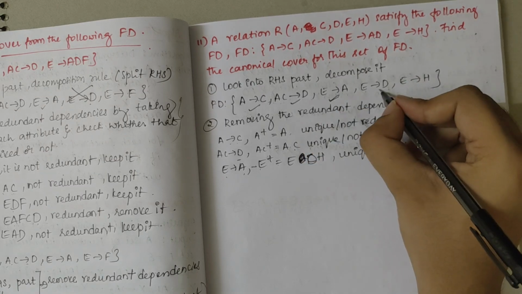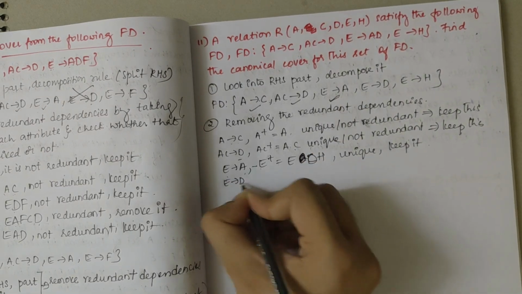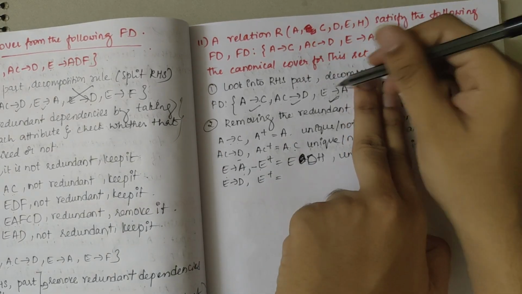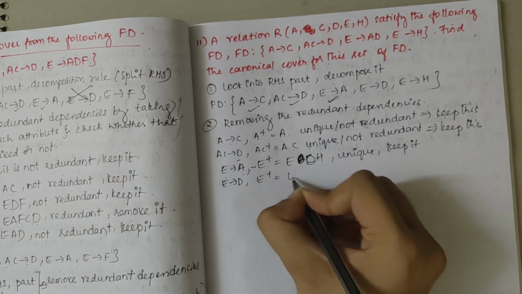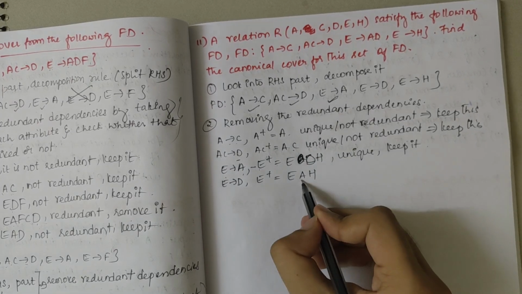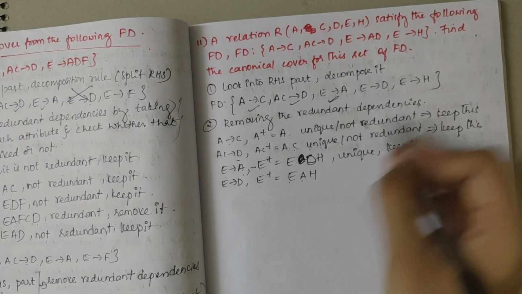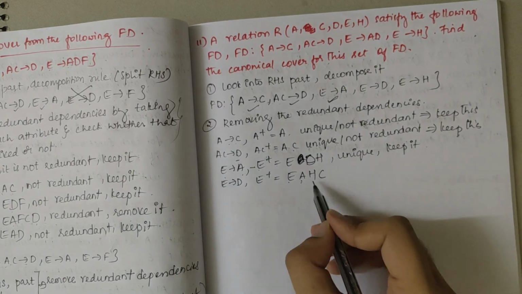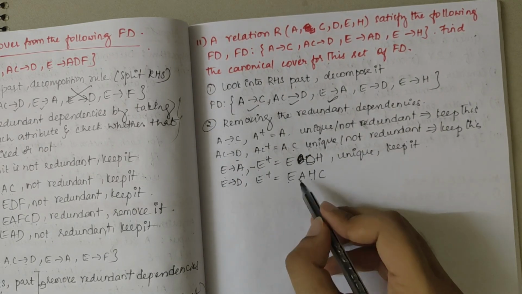This is also fine. Next, check for E determines D. So E closure again. Close this. Write E determines anything: A and H. Now check if E determines anything further. I've written A determines anything? C. A determines C, right? And check if H determines anything? No. H doesn't determine anything.